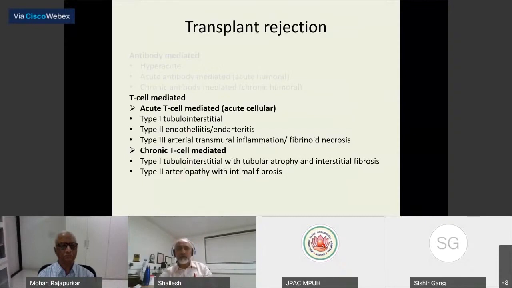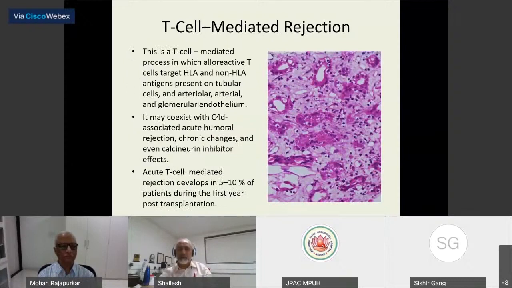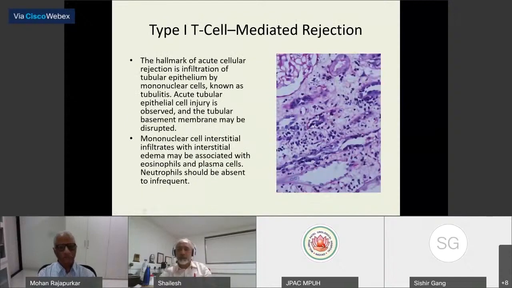Then next is T-cell-mediated rejection. That could be either acute T-cell-mediated rejection type 1, type 2, type 3, or chronic T-cell-mediated rejection, where we can see the classic tubulitis, with positioning of lymphocytes between the epithelial cells and tubular basement membrane. We can clearly identify that this is a lymphocyte by the halo surrounding the nucleus. Here we can see a severe tubulitis with desquamation of epithelial cells. This is type 1 tubulitis.